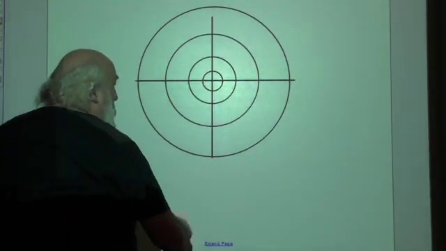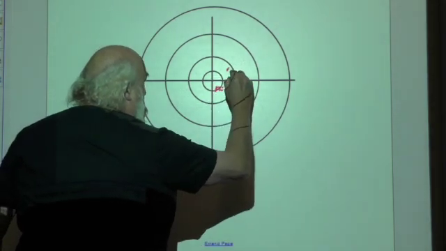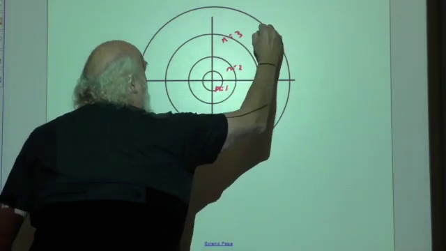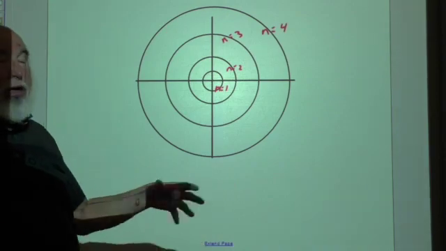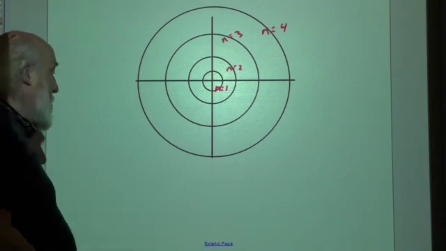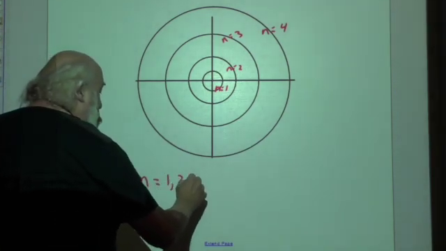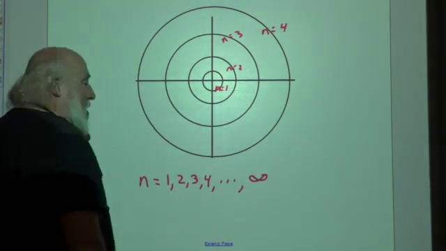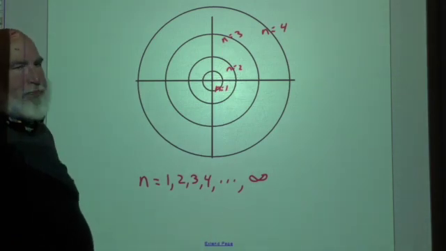We said that this is n equals 1 right here. This is n equals 2. And then this is n equals 3. And n equals 4. And it keeps going on, all the way up to infinity, which means the electron has been pulled completely out of the atom, which happens a lot. So n is 1, 2, 3, 4, and so on, all the way up to infinity if the option takes place.